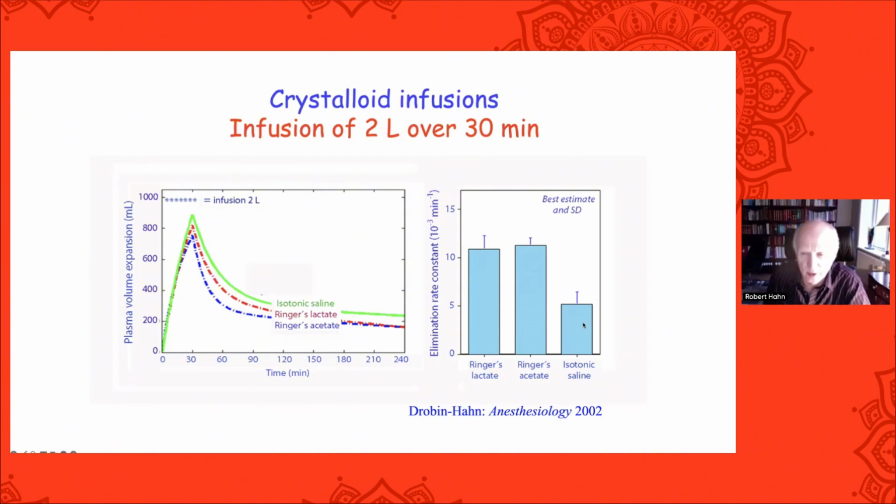It's much slower for the isotonic saline, as you see, and that's why the isotonic saline is shifted a bit upwards in that curve.